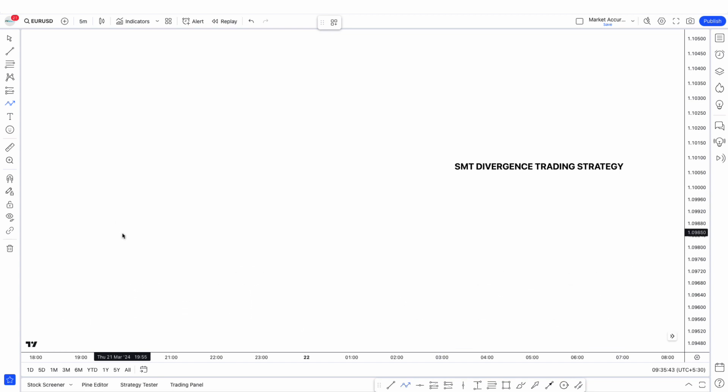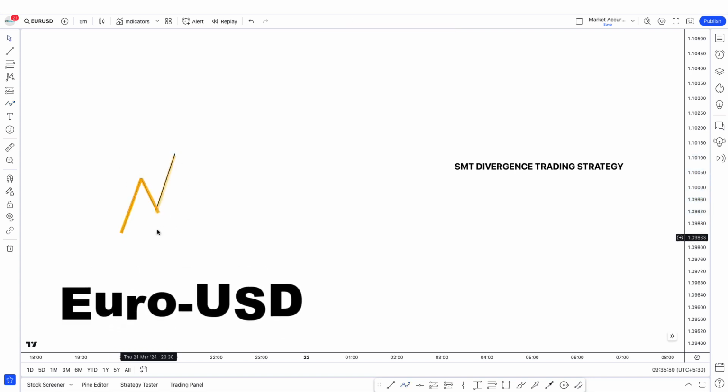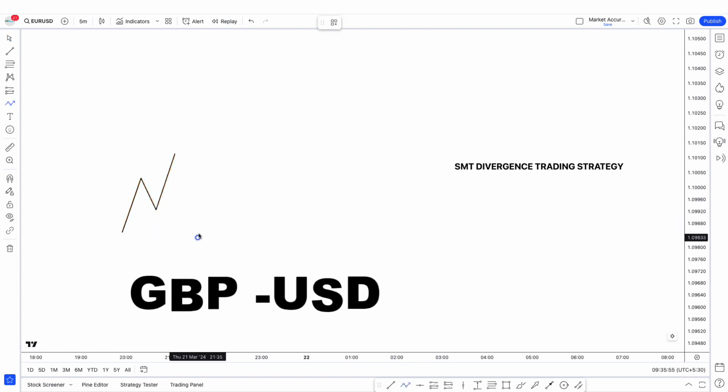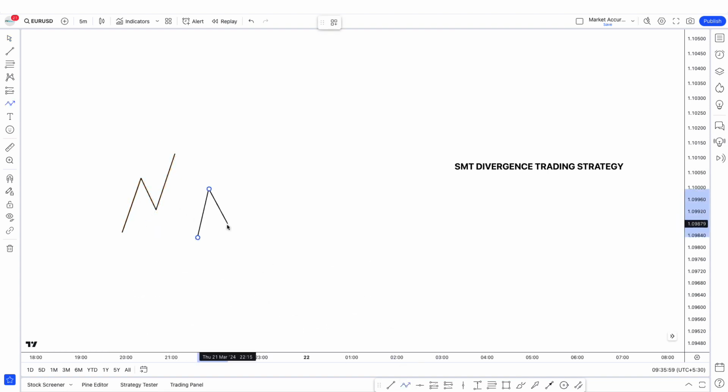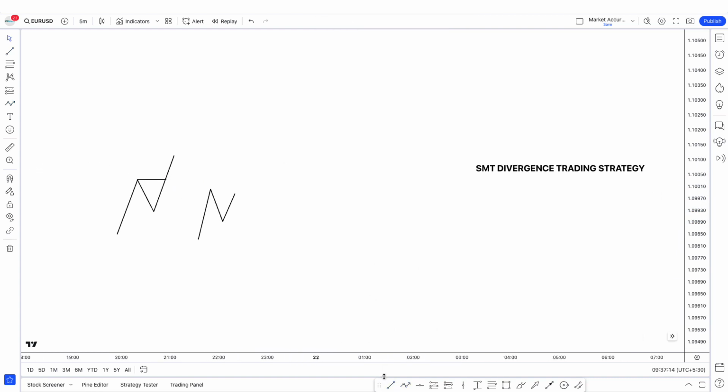Let's say that EUR/USD made a higher high, higher low, and higher high, while the GBP/USD made a higher high, higher low, and it failed to make another higher high. So now what does this show us? Right here, for me, this is a liquidity sweep, and this right here is a shift in order flow.